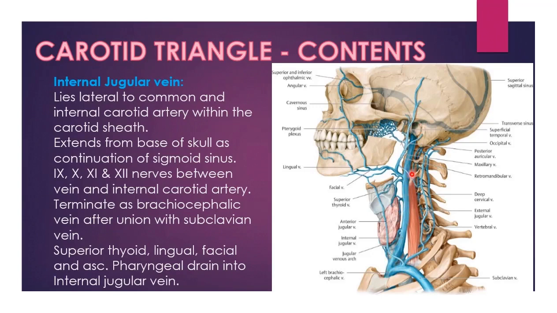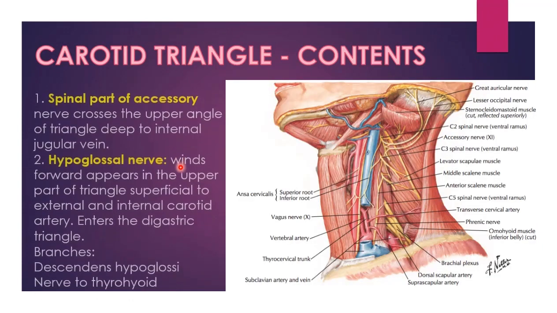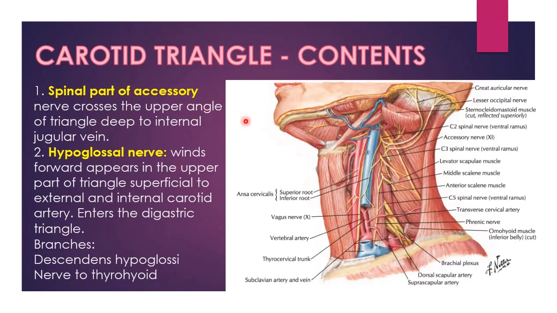The tributaries, as I told you, mainly it receives the common facial vein, lingual vein, superior thyroid vein, and also pharyngeal veins. So these veins also pierce the carotid sheath to terminate into the internal jugular vein. Next, coming to the other structures, nerves, the spinal part of the accessory nerve. So this is your carotid triangle. Now the sternocleidomastoid has been reflected so that you can see.